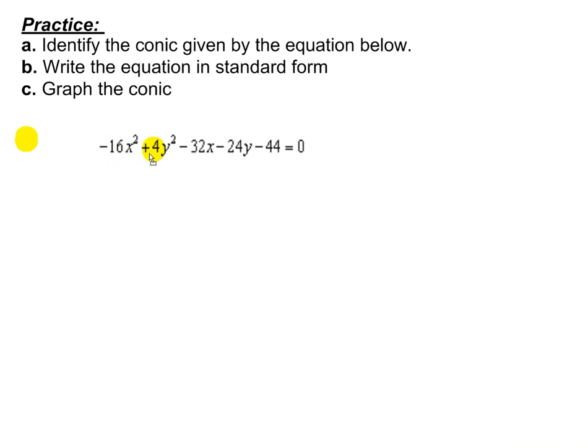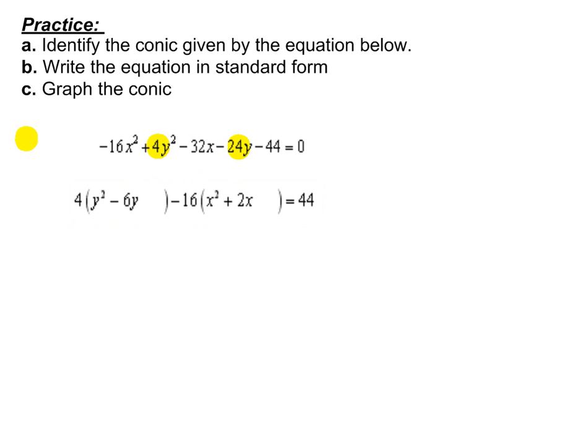Now, since the y squared term is positive, we're going to go ahead and pull that out first, to help us write our equation. And we're going to put that together with the other y term in the problem, this 24y. And then, of course, we'll put the x terms together, and we'll move the 44 to the other side of the equation. So there's our first step: put the 4y squared and the 24y together, and then factor out a 4.